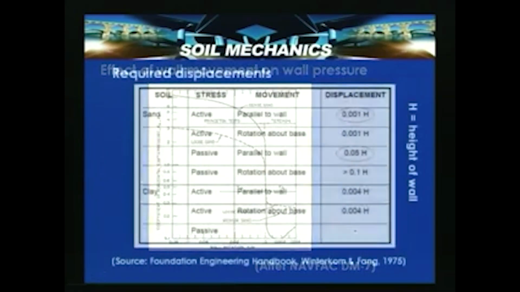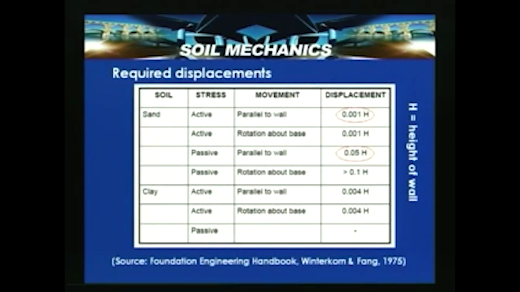in diagram form. And also some required displacements, like in sand and clay. In the active case with wall movement parallel to the wall, the displacement required is 0.001 times h, where h is the height of the wall. In the passive case parallel to the wall, 0.05 times h displacement is required. Similarly, in the case of clay parallel to the wall, 0.004 times h, and for rotation about the base, it also requires a similar amount of displacement.